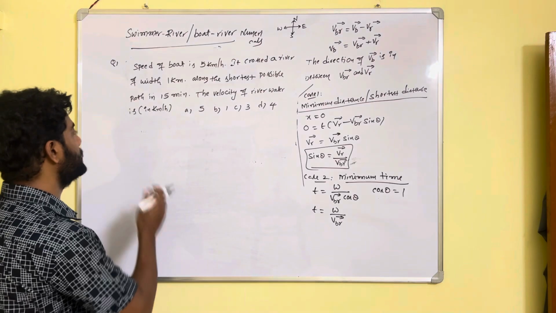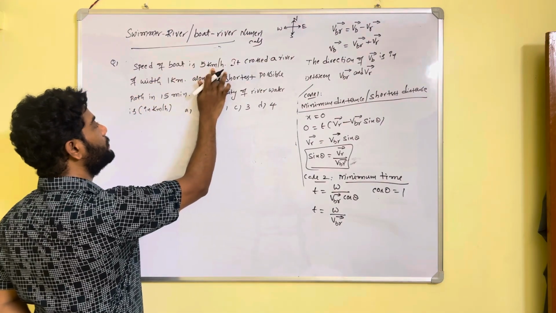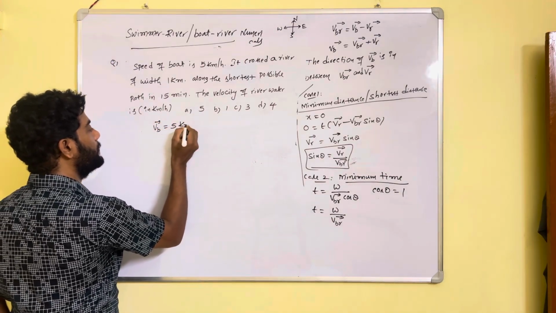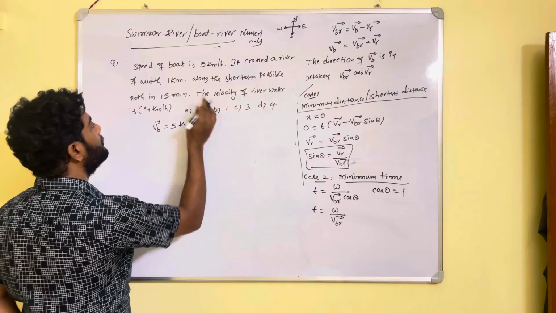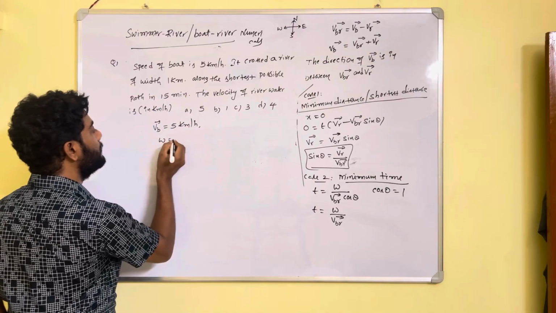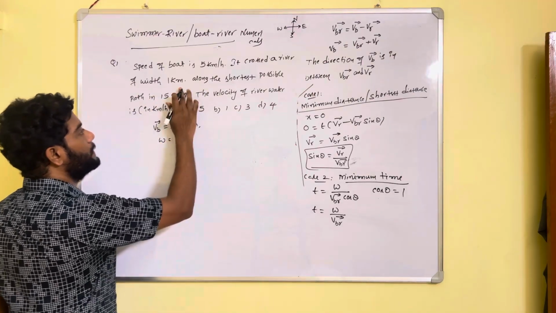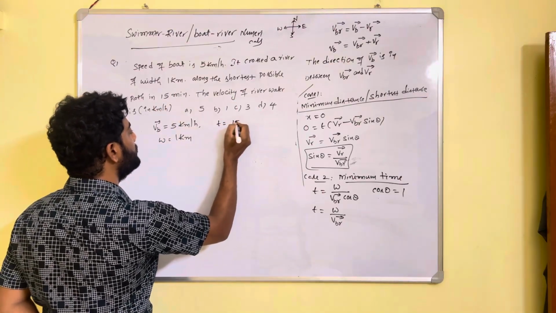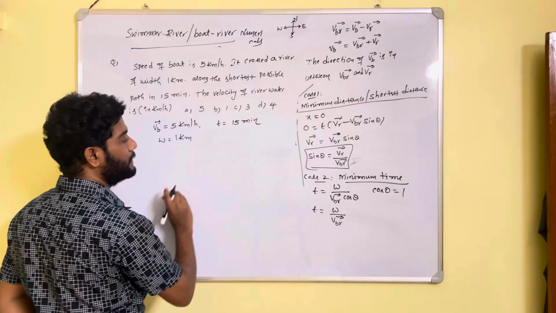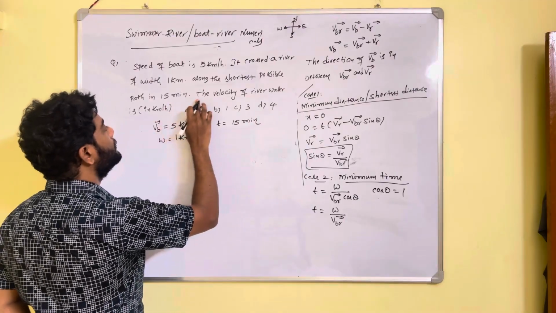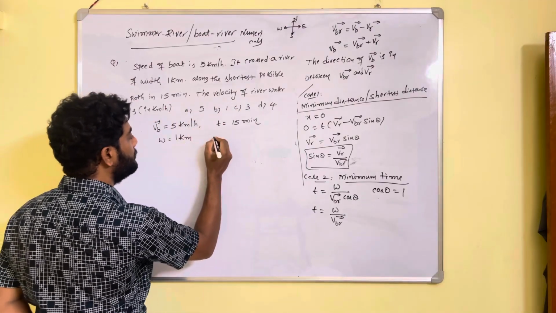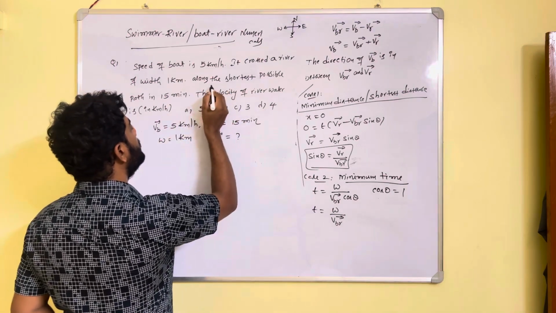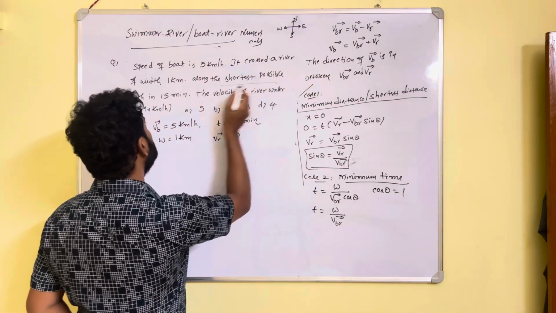We were given another question. The speed of the boat is given as 5 kilometers per hour. The width of the river to cross is given as 1 kilometer, and the shortest possible path is covered in 15 minutes, so time is given as 15 minutes. And the velocity of the river is what is being asked here.